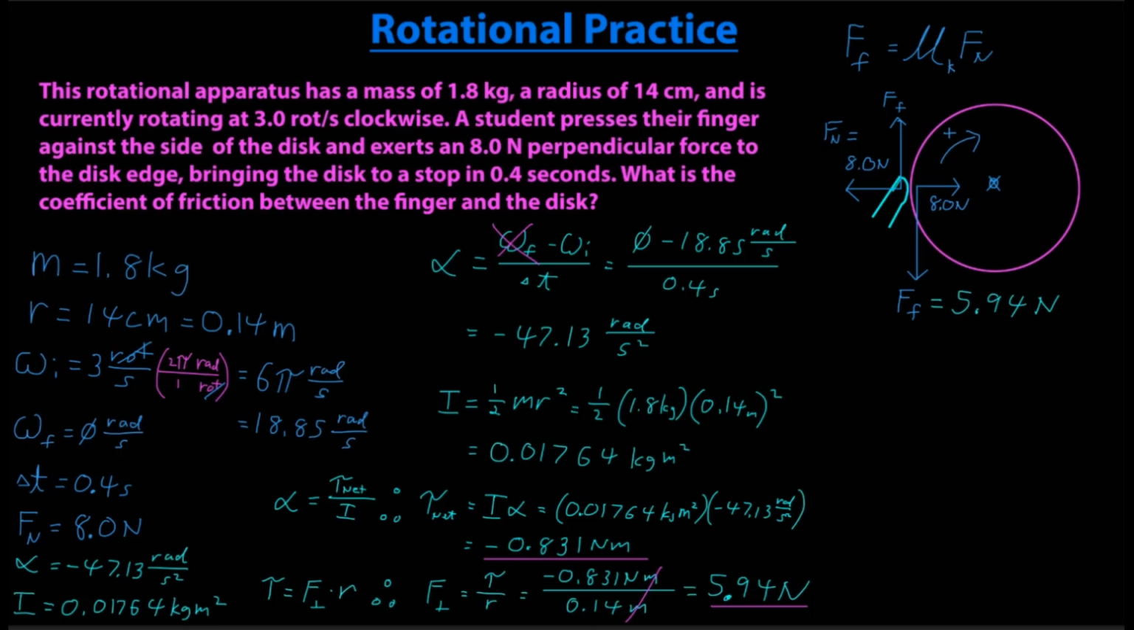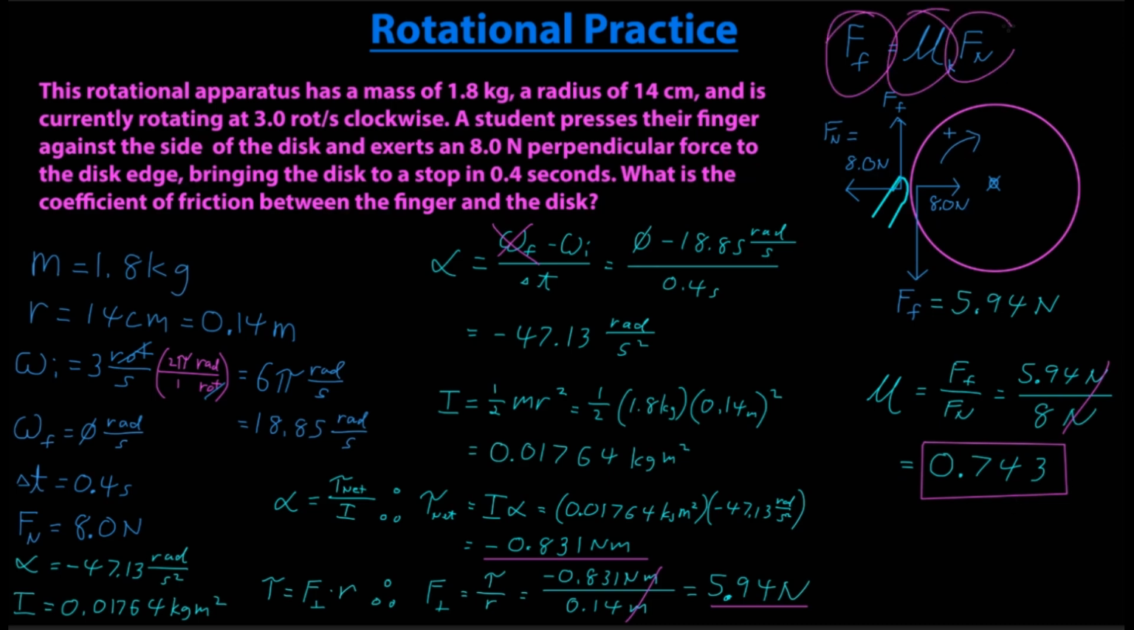I'm going to borrow this space here in the lower right because we only have one more step to do. If this is my force friction equation, I'm going to rearrange it for mu. Mu is force friction over force normal, which is 5.94 newtons over 8 newtons. Newtons cancels, which gives me a coefficient of kinetic friction of 0.743. And coefficient of friction does not have a unit because, again, it is basically a percentage. Force friction is this percentage of force normal, or in this case, force friction, 5.94 newtons, is about 74% of force normal, which is 8 newtons. And this is the coefficient of friction between the finger and the disc.